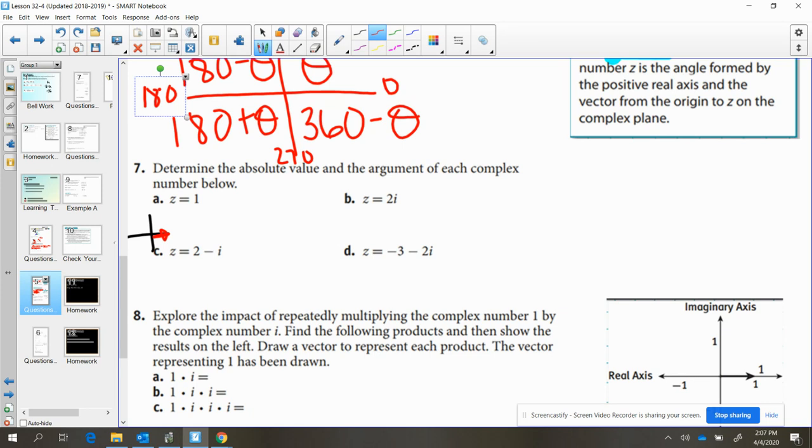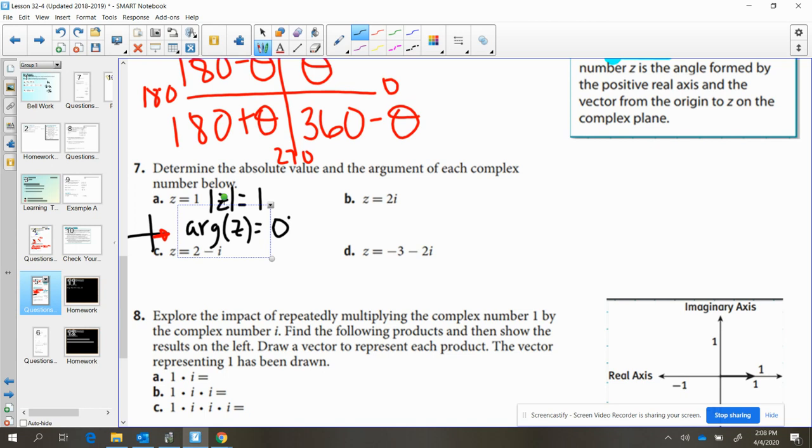Well, what this means for the absolute value, we would represent that here. The square root of 1 squared plus 0 squared is just 1. That's the length of our vector. And then without even taking tan inverse, if we went to the right, and we're on that positive x-axis, the argument of z is just going to be 0 degrees because we're on the axis.